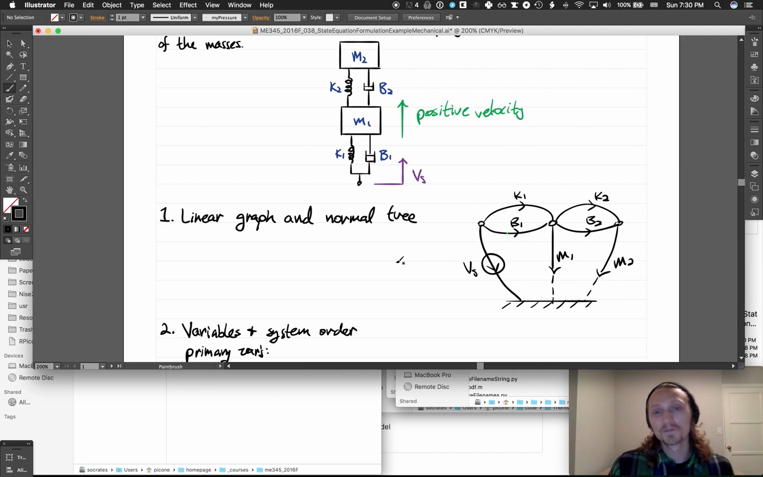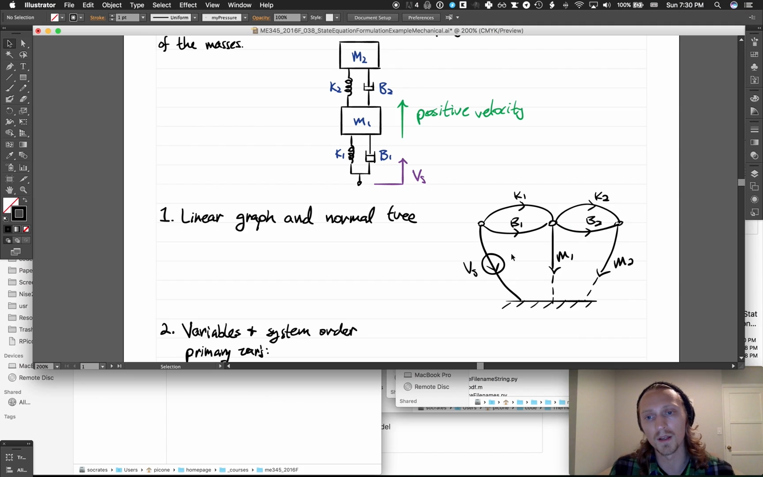Okay, so we have our linear graph. That's the description of this schematic mechanical system. And our normal tree construction can be executed by going down our list of elements to select for the normal tree in descending order of priority.